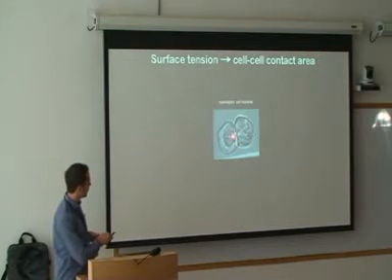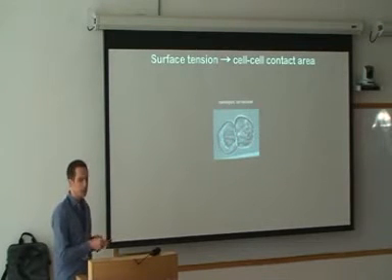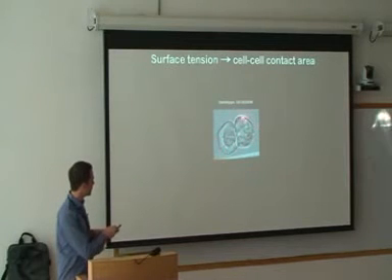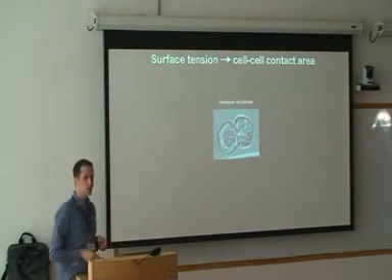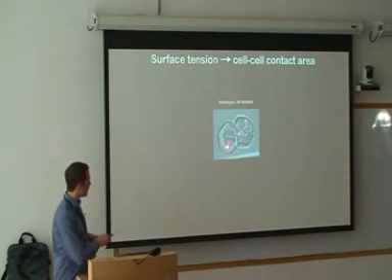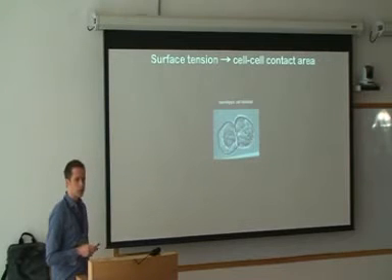And if a cell doublet rounds up, what it usually does is increase its contact area. So basically we assume that if the surface tension goes up in such a doublet, these two cells have to increase their cell-cell contact area. So if we learn something about cell-cell contact area, rounding up, and surface tension, then we will know something about the segregation behavior.